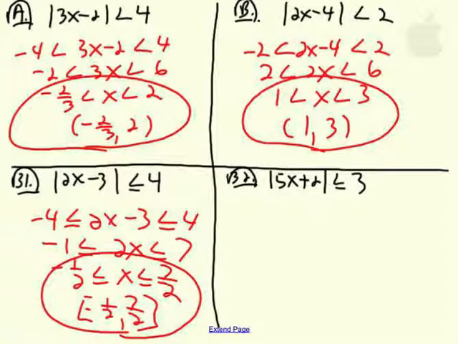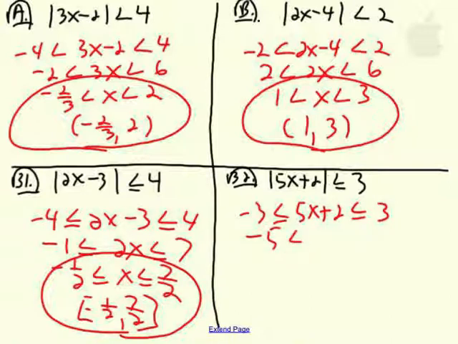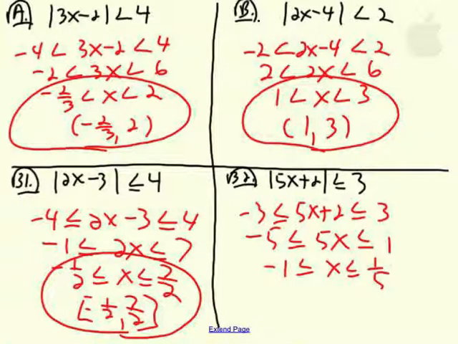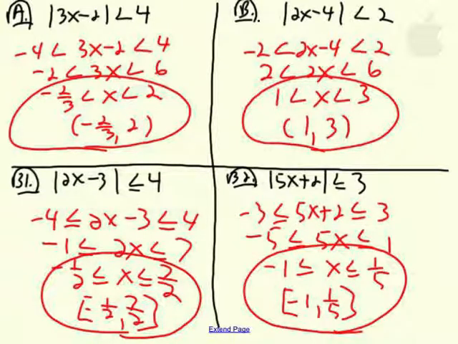There you go. And 32 is between. So 5x plus 2 has to be between 3 and negative 3. Now solve. You're going to have minus 5 is less than or equal to 5x is less than or equal to 1. And then divide by 5. Minus 1 is less than or equal to x is less than or equal to 1/5. So bracket minus 1 comma 1/5 bracket. Next.